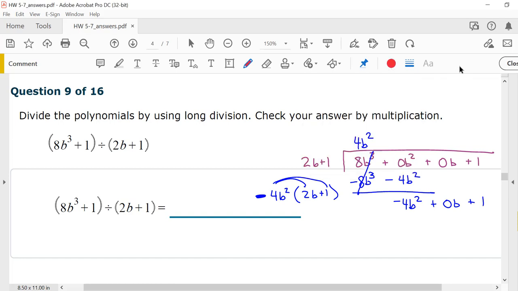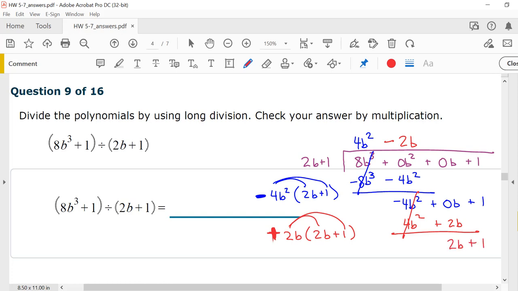Do the game again. 2b times what gives you negative 4b squared? And the answer is negative 2b. So I'm going to multiply negative 2b times 2b plus 1. But I want to subtract it, so I'm going to change the sign out here to a plus. I get 4b squared plus 2b. 0b plus 2b is 2b. Bring down the plus 1.